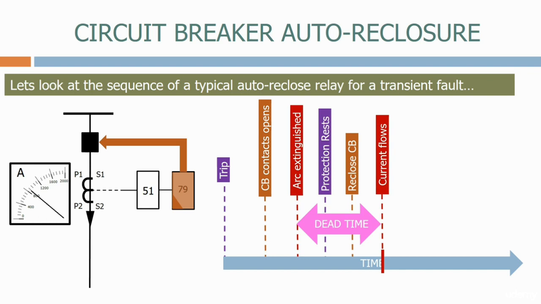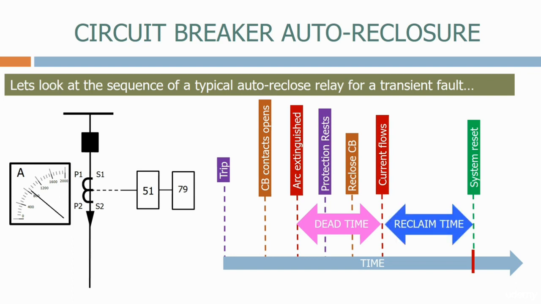This is a known factor for most circuit breakers, and depends on the circuit breaker design and the type of mechanism. After the current starts flowing again, and we don't detect any further faults, we reset the auto-reclose system, and it goes back to its original state. The difference in time between when the current starts flowing and the system resets is called the reclaim time. This is the time during which we check to make sure the system is healthy. Both the dead time and the reclaim time are adjustable settings that we can apply to the auto-reclose system.